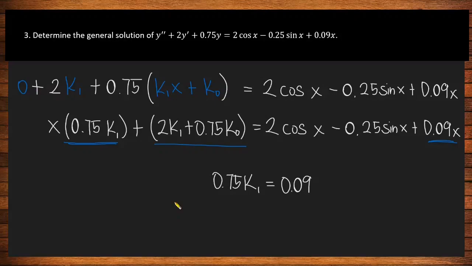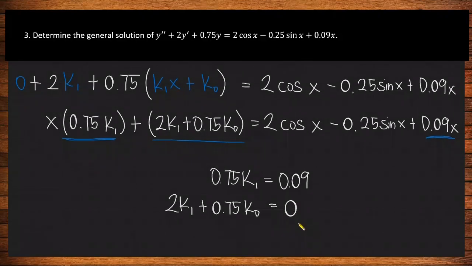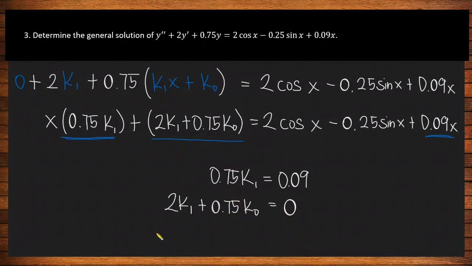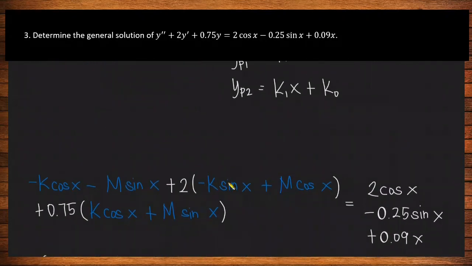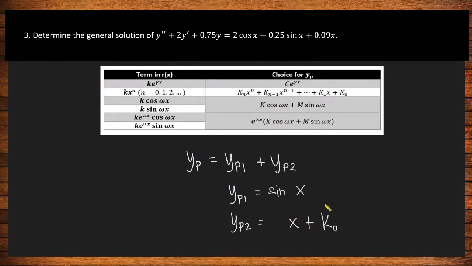And then for our x raised to 0 or 1 na term, on the left side we have 2 times k sub 1 plus 0.75 k sub 0. And then on the right side naman, that will be equal to 0. So again, using these two equations, we can obtain the value of our coefficients k sub 1 and then k sub 0. So k sub 1 will be equal to 0.12, and then k sub 0 equal to negative 0.32. And then, taking these values, isa-substitute lang natin doon sa y sub p2 na equation natin. So now we have y sub p2 equal to 0.12x minus 0.32.